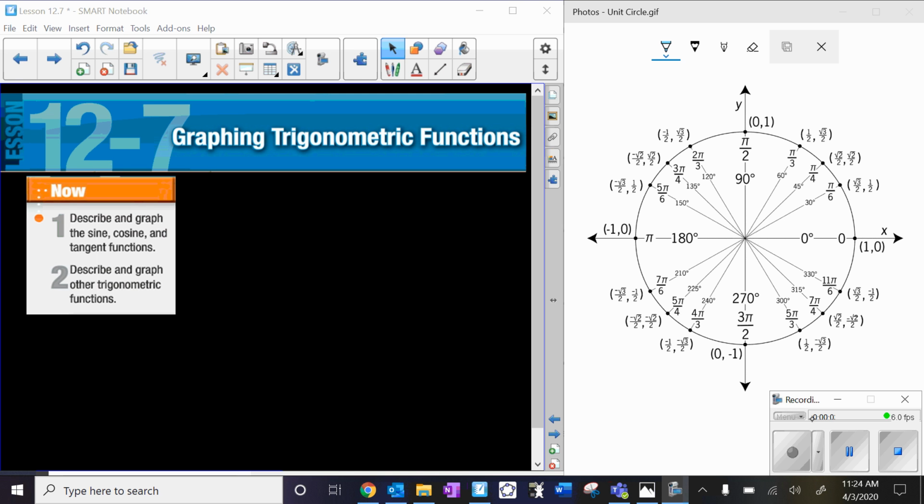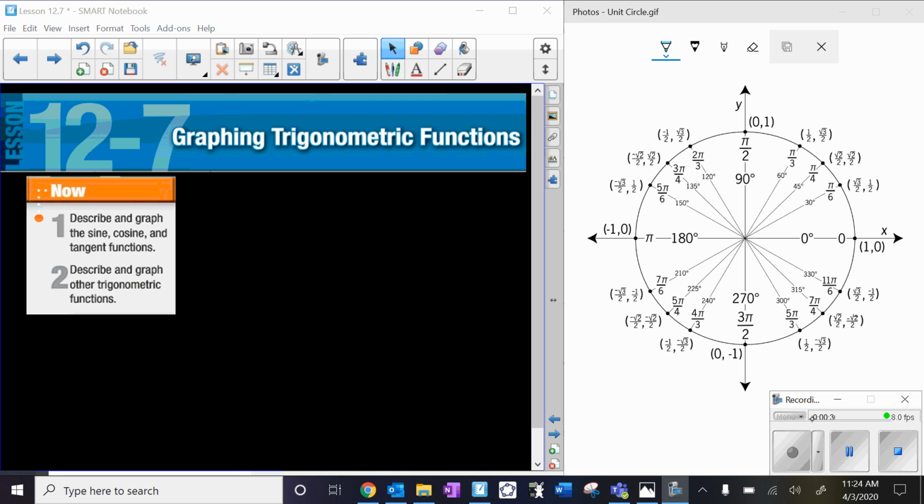Section 7 has us looking at graphing trig functions. If you think back to Section 6, where we dealt with periodic functions, we would say that our trig functions are also periodic functions because after a certain period of time, they start to repeat themselves. Your trig functions actually come from your unit circle.